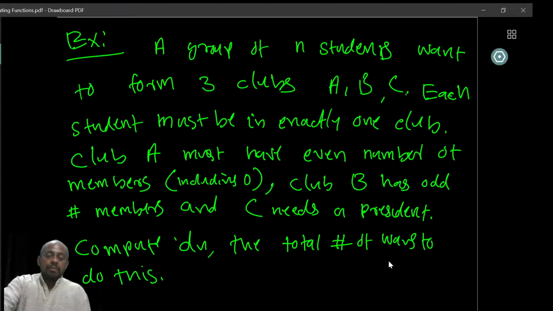So from the previous observation, we can try to do this independently. We can form the generating function for forming the type A club, and the number of ways to form club B and the number of ways to form club C, and then we can multiply them together because independently we can do this, and then we can see how this goes.